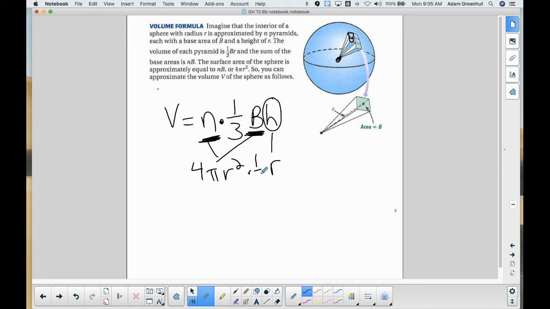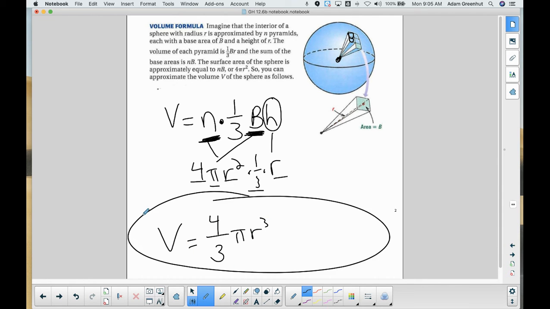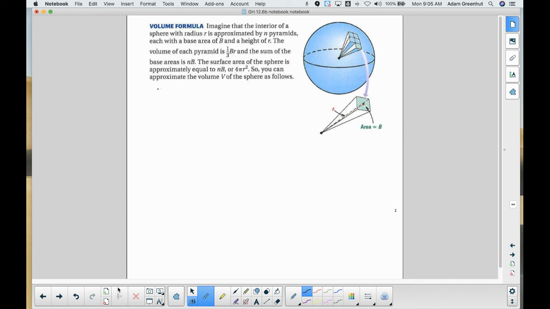And now we just have the third. So now I'm just going to regroup this again. I'm going to take the 1/3 times 4, which is 4/3. I've got my pi. And then I have radius squared times the radius, that's the radius cubed. And voila, we've got the volume of a sphere formula, 4/3 pi r cubed. So that's a good way of thinking of how the formula comes to be. And now you just need to know that formula, 4/3 pi r cubed. It's not the nicest, but it's the way it works.